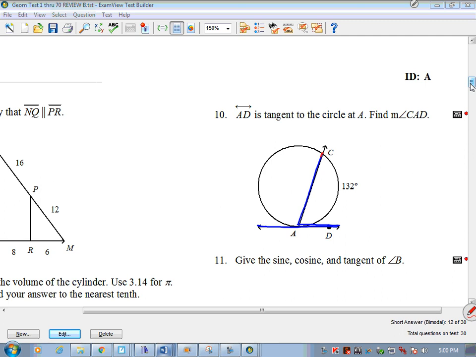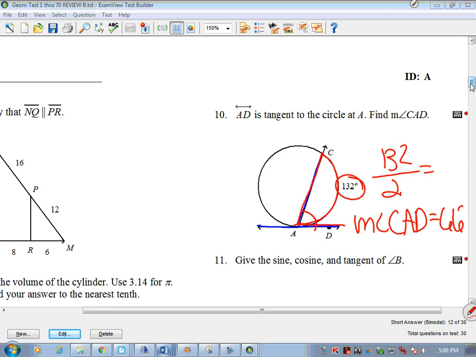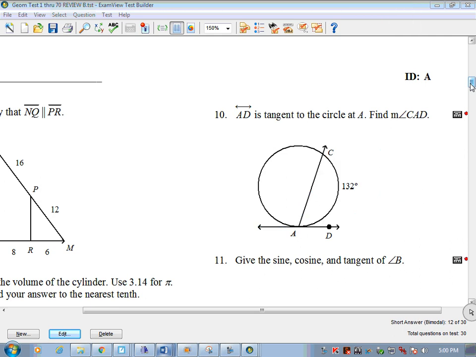Okay, let's use a different color here. CAD. Now we know that this is 132 degrees. So in order to find this, we're going to take 132 and divide it by 2. All right, 132 divided by 2. Okay, we should get measure angle CAD equals 66 degrees. 66 degrees. All right. Close that out. We're 1/3. Let's keep moving.